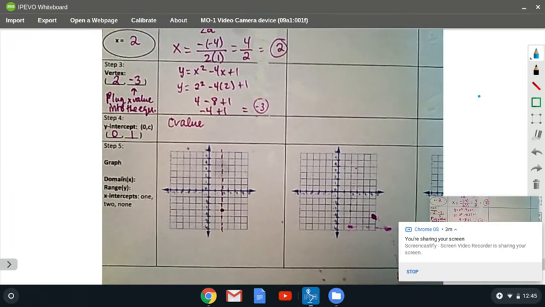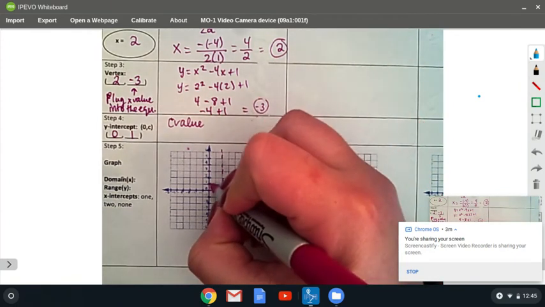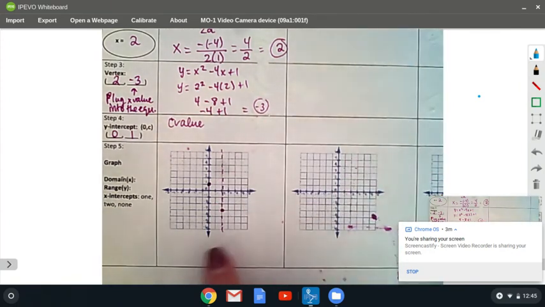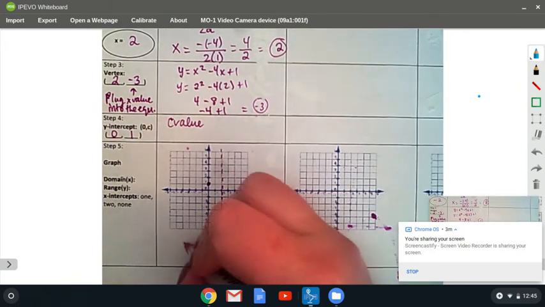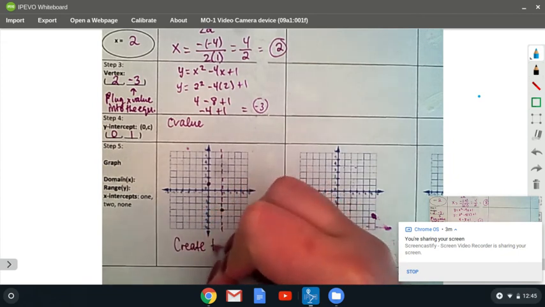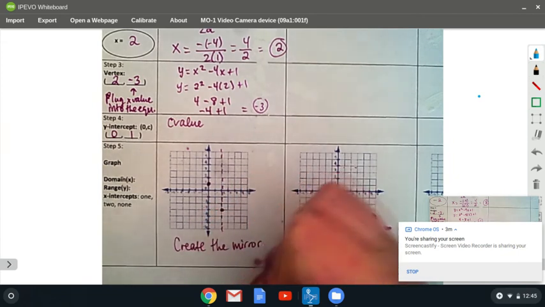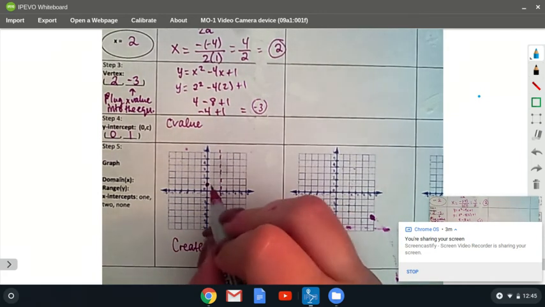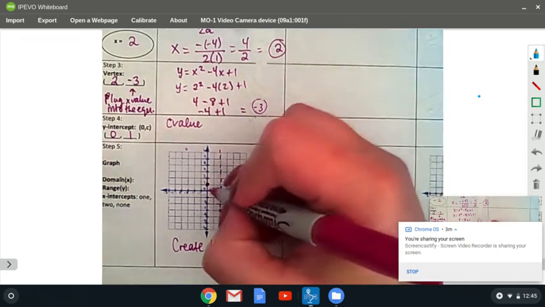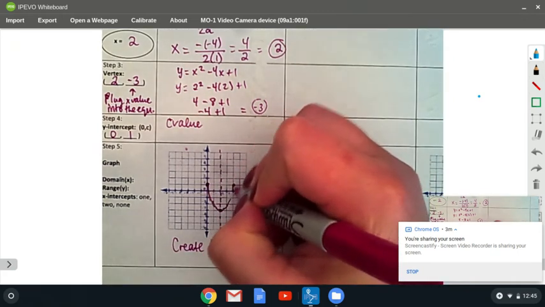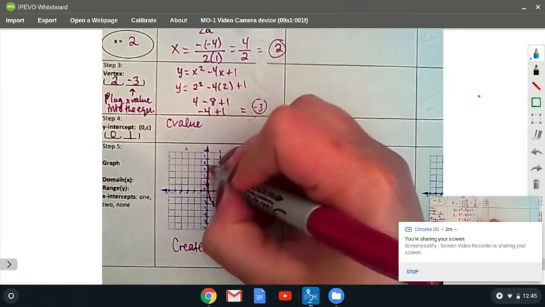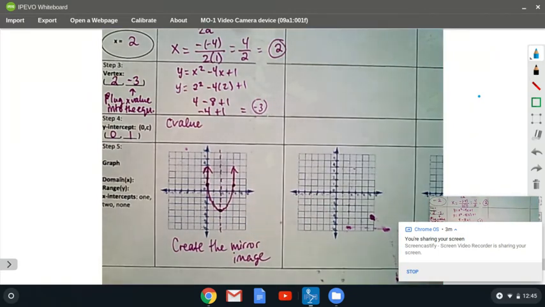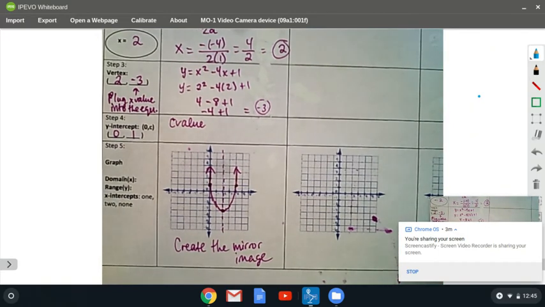And I also know the y-intercept is 1, so that means wherever my y-axis is, I can put a dot on 1. Now, this is a parabola, so you can now create the mirror image. That mirror image is going to help you make that third point. So this point's 2 away from the axis of symmetry, so I can go 2 away in the other direction. There's my graph.